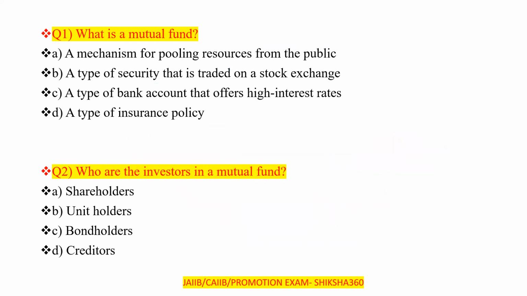So first of all, what is a mutual fund? The first question: it is a mechanism for pooling resources from the public, a type of security that is traded on a stock exchange, a type of bank account that offers high interest rates, or a type of insurance policy. What will be the correct answer? Option A will be the correct answer. A mutual fund is a mechanism for pooling resources from the public.